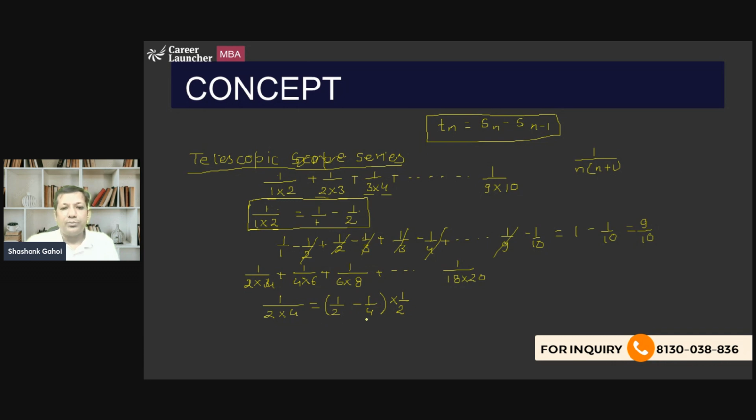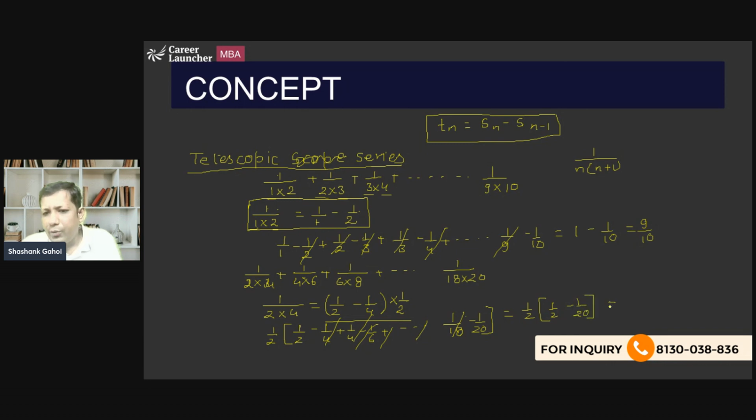Now what we are going to do, I'm going to break every term like this. I'm going to take 1 upon 2 common for the whole series, then 1 upon 2 minus 1 upon 4 plus 1 upon 4 minus 1 upon 6, and so on up to 1 upon 18 minus 1 upon 20. Now what is going to happen? Every term cancels out. What is remaining? Only the first term and the last term. So 1 by 2 minus 1 by 20.